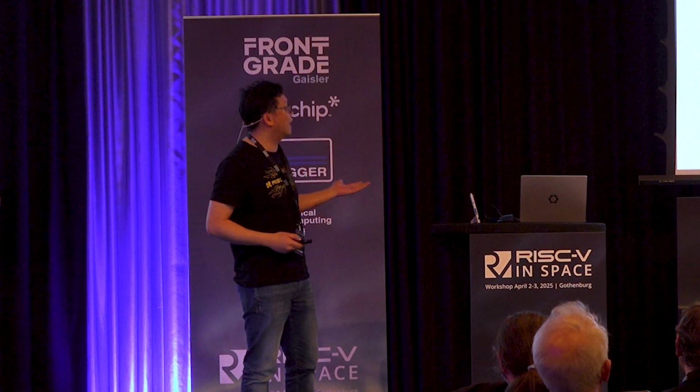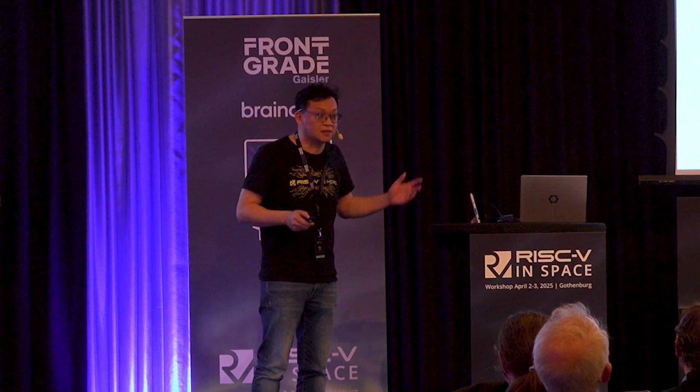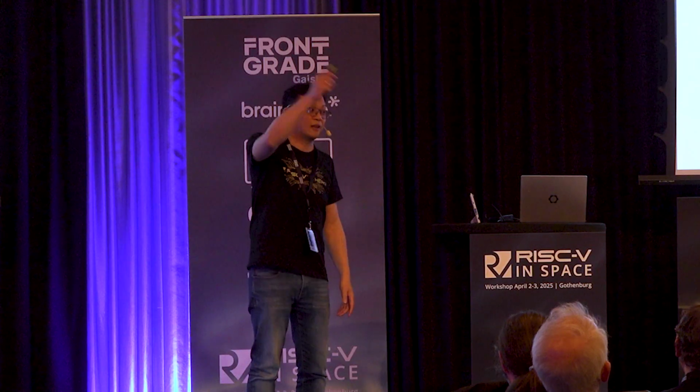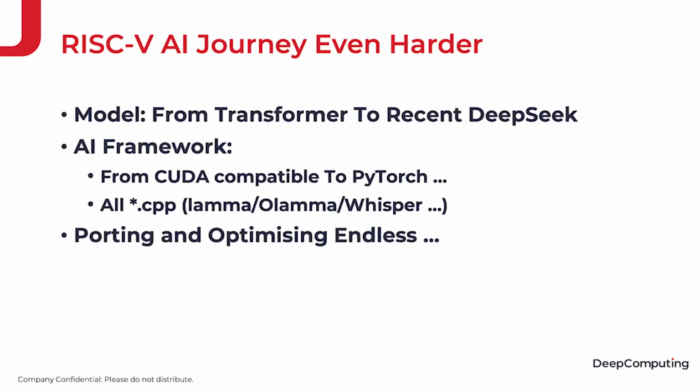It's even harder, because over just the past 6 months AI has turned upside down, even NVIDIA upside down. So RISC-V is even more upside down. From transformer to DeepSeek, and AI frameworks from CUDA to PyTorch and now all the CPP, I don't know how many there are now. The whole AI field has gone up and down. And what the system guys do on RISC-V is porting, optimizing, porting, and never get into mass-produced markets. Endless.